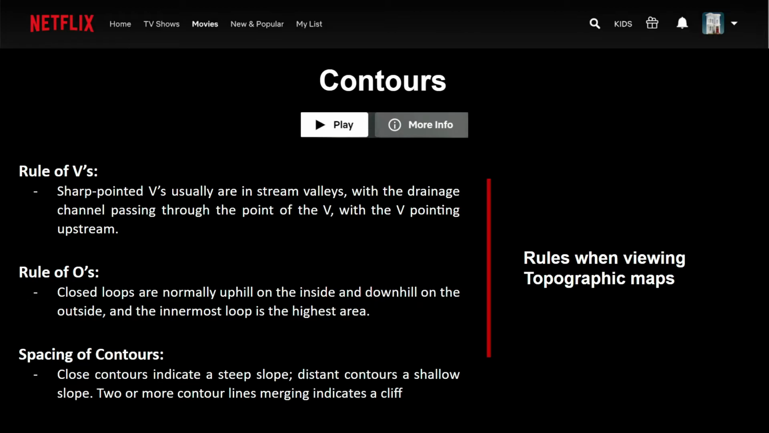Imagine a cake, or imagine a hill which is sliced by a really big knife. That's how you view rule of O's. And its spacing of contours. Close contours indicate a steep slope, distant contours a shallow slope, and two or more contour lines merging indicates a cliff. Next slide, please.